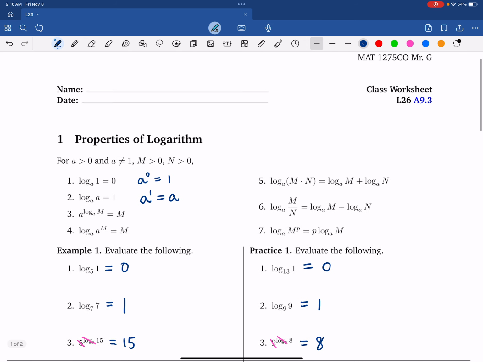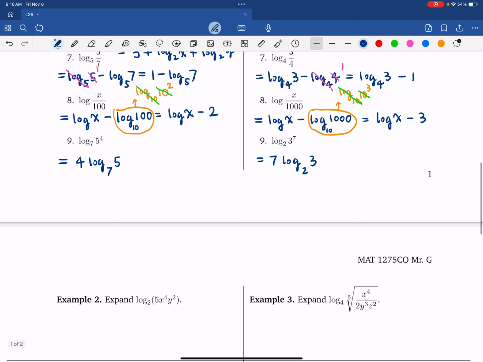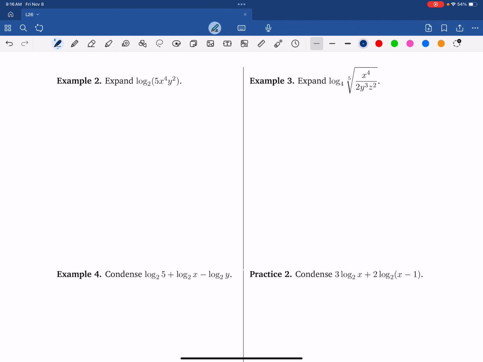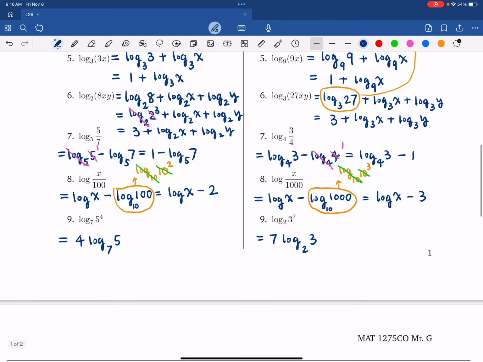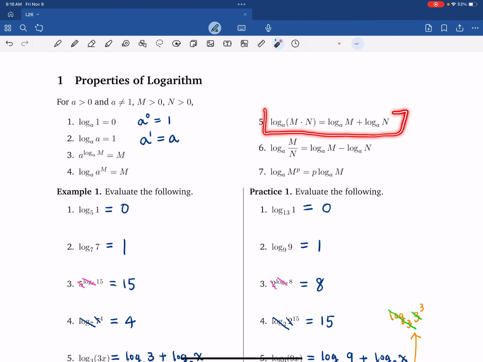So make sure that you know these 7 properties and how you apply them, because this will become the foundation of the second page. Let's move on to the second page. Example 2 says you're going to expand this log expression. This log expression has a product inside, so we're going to apply the product rule, which is property number 5 right here. So according to this, you split each of the factors and then write it as a sum.